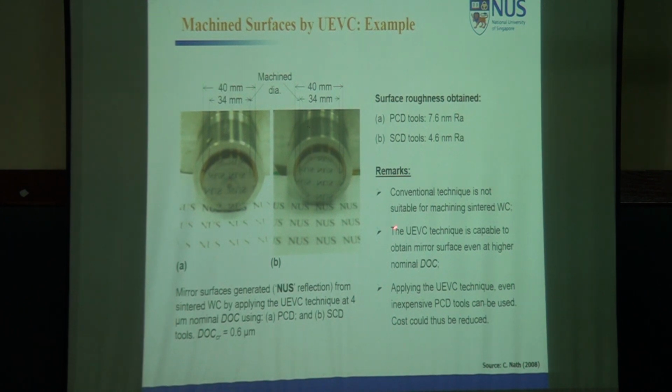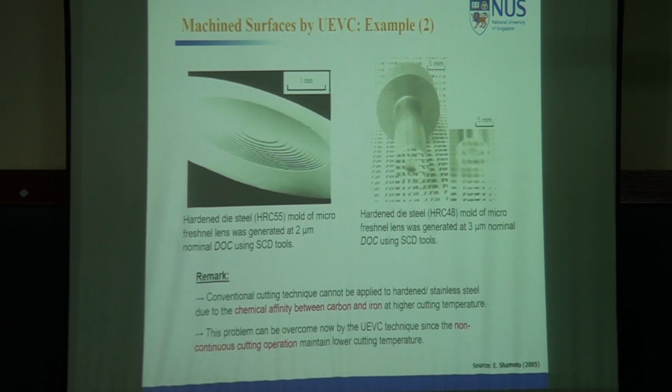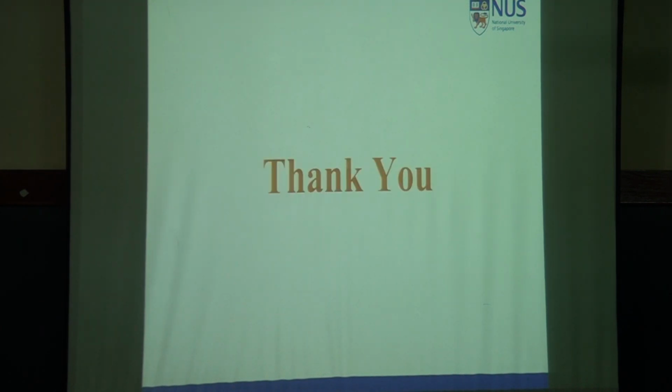Okay. So remarks: conventional technique is not suitable for machining sintered tungsten carbide. Ultrasonic elliptical vibration technique is capable of obtaining mirror surface finish at higher nominal depth of cut. Applying the ultrasonic elliptical vibration technique, even inexpensive PCD tools can give you a cost-effective, reasonably good surface. Choice is yours. Some of the examples of machining. Thank you very much.